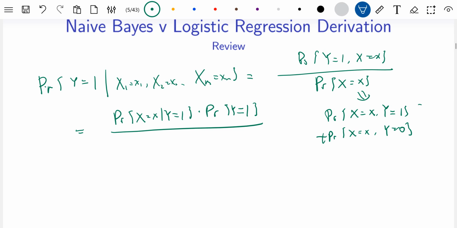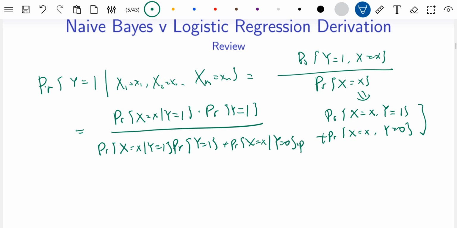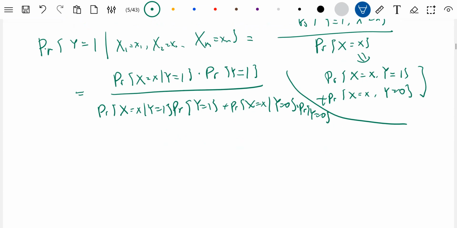So both of these terms can be written in this form. So let's write it. The first term is x given y is 1 times y is 1. The second term is the same thing except for y is 0.